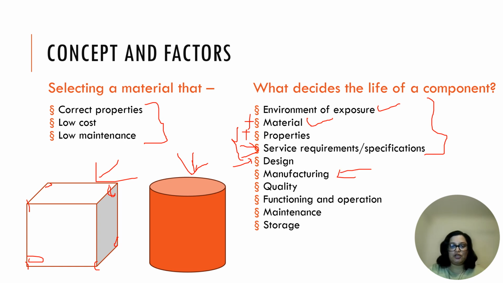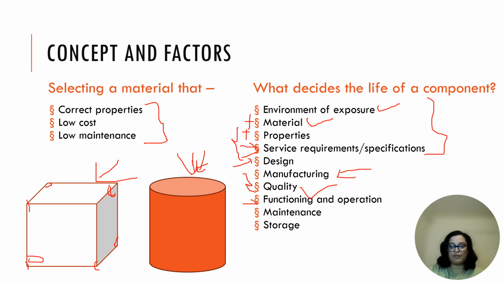Then manufacturing. You have done everything perfectly, but it has not been manufactured correctly. Maybe they used the wrong welding, wrong fixture, something has gone wrong. Then in that case, your component will again fail. The quality. Quality is part and parcel of manufacturing. Whatever you manufacture with the correct environment and material should have the required quality. It should satisfy all the requirements and specifications.